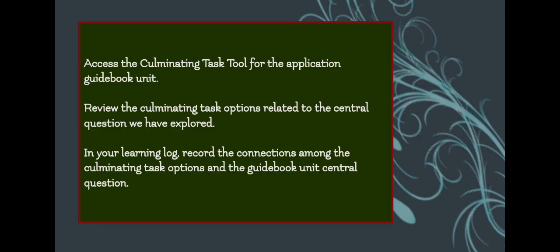Now you're going to access the culminating task tool for the application guidebook unit. You will review the culminating task options related to the central question we have explored. In your reading response journal, you will record the connections among the culminating task options and the guidebook unit central question. Remember that our guidebook unit central question is just what we discussed previously. How can adaptations or reproductions enhance or detract from the theme of a text? You will have 10 minutes to complete this activity.